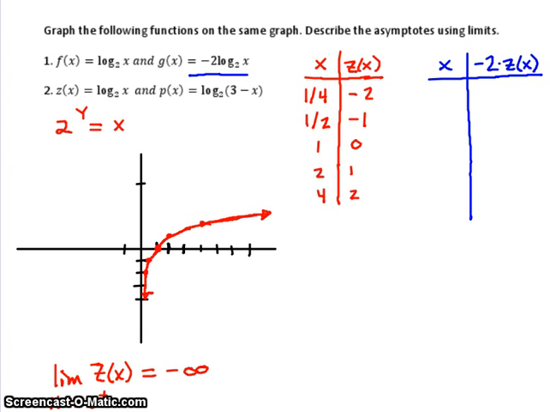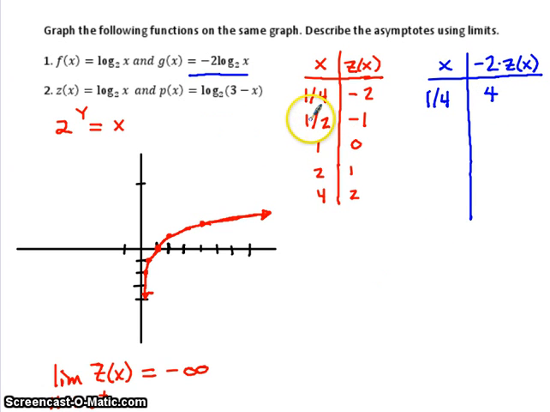And in this case, we aren't horizontally shifting, we aren't reflecting over the y-axis, so we don't have to worry about transforming these x points here. Let's just worry about transforming the y points. So when x is 1/4, our y value, we're going to multiply that -2 times a -2 and end up with a +4.